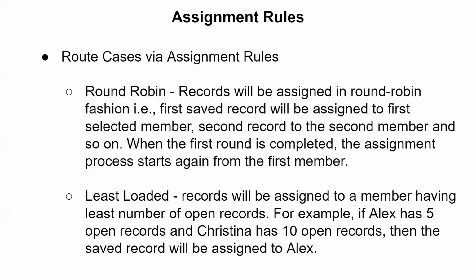meaning that the first saved record will be assigned to the first selected member, the second record will be assigned to the second member, and so on. When the first round is fully complete, the assignment process starts over again, assigning to the first member again, then the second member, etc.